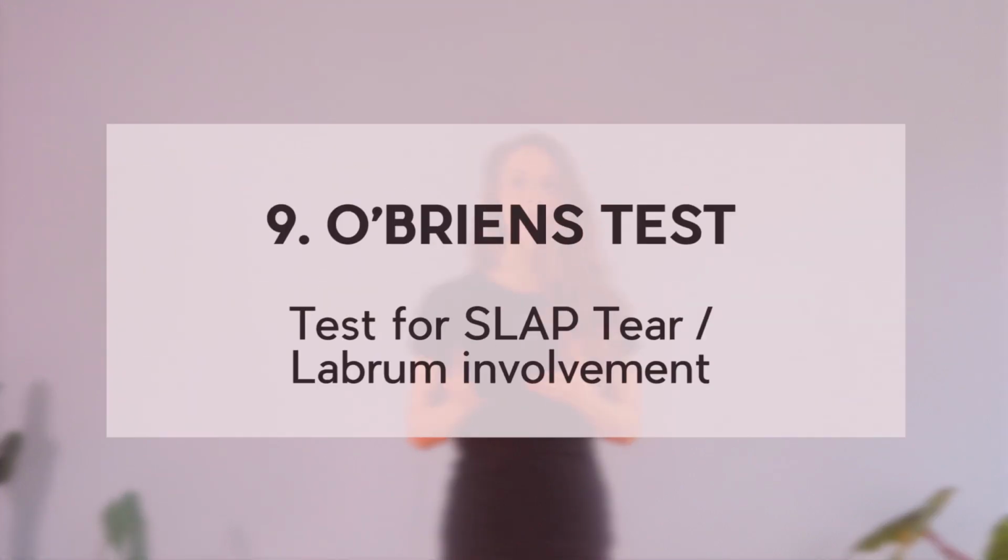Next, we're going to look for a labrum involvement with the O'Brien's test. Oftentimes when we injure our shoulder, our labrum or the ligaments around our labrum get injured. So for this test, you're going to stretch out your hand in front of you with your thumb pointing upward. Then you're going to bring it across your shoulder and simply point the thumb downwards. If this is recreating pain in your shoulder, you have a positive sign for the O'Brien's test.